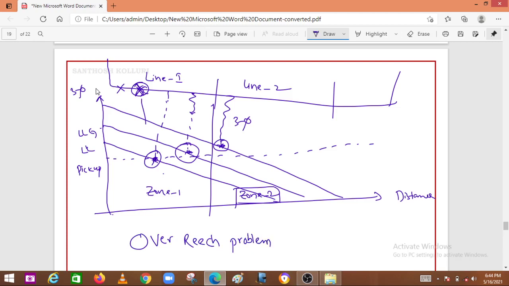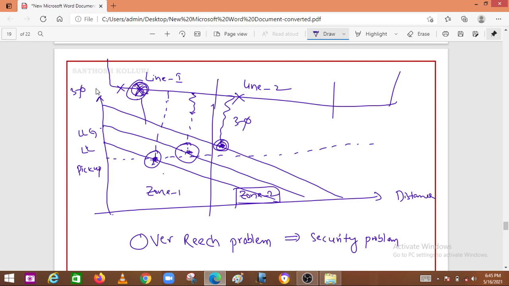Due to overreach, the relay experiences a security problem. What do you mean by security problem? We have two types of problem, dependability and security. Security means it should not operate when it is not required. So here also, in zone 2 there exists a three-phase fault, and my relay has to operate only for these two faults. If the relay operates for a fault existing in the second zone, then it is facing the security problem. That means it should not operate when it is not required. This is called the overreach problem.